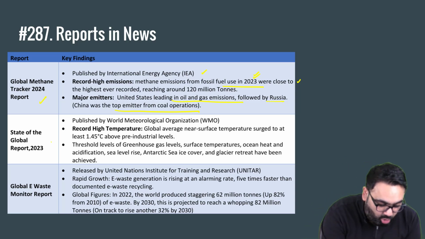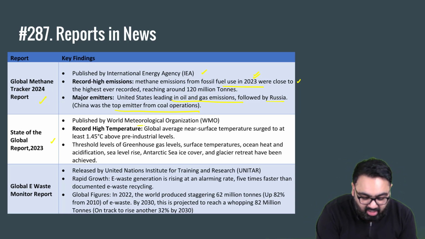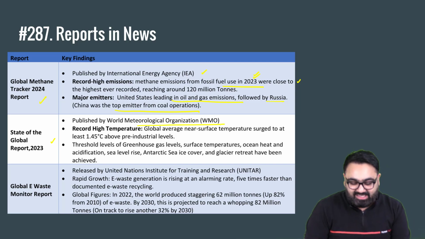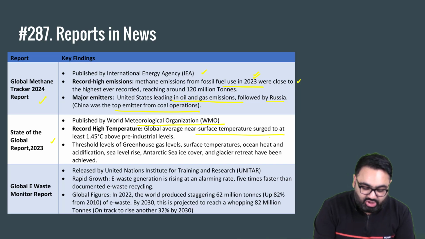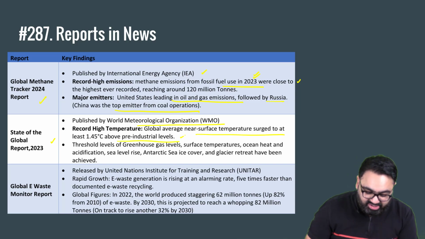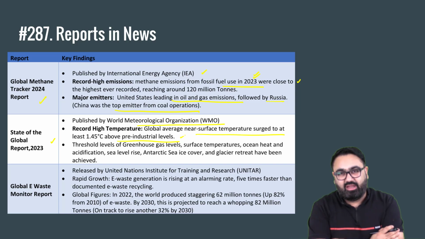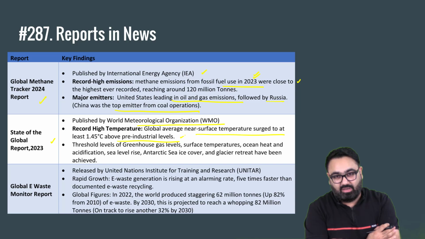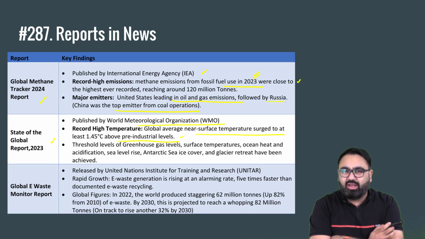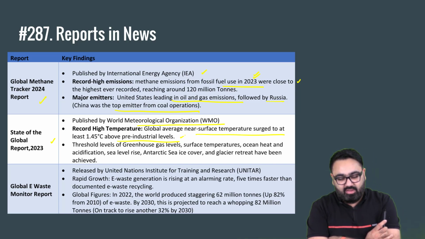The second such report was the State of the Global Climate report published by the World Meteorological Organization, WMO. It says that the global average near surface temperature surged to 1.45 degrees above pre-industrial levels. This is significant because if you remember, in the Paris climate deal, the countries decided that we will try to keep the Earth's temperature increase below 1.5 degrees Celsius if possible. So that goal is almost out of the window already. They said that we will try and keep it below 2 degrees, but if possible even below 1.5 degrees. So the 1.5 degree mark has almost already been reached here as per this report published by the World Meteorological Organization.